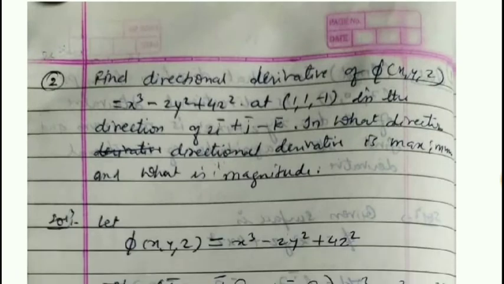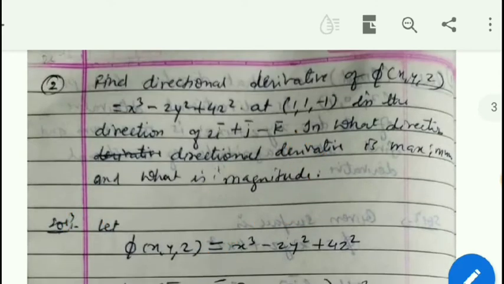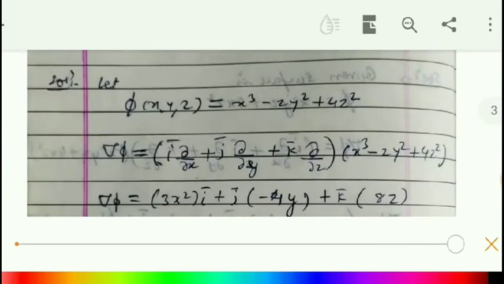Directional derivative means del phi dot u cap. First we have to find this value, and after that we have to find the maximum directional derivative, which means mod del phi. Okay.